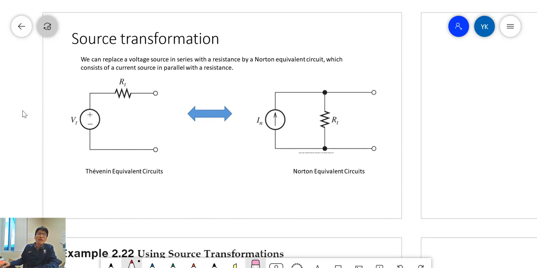Next one: source transformation. We learn about the Thevenin equivalent circuit and the Norton equivalent circuit. Those are equivalent to each other, which means that they can replace each other. So we can replace a voltage source in series with a resistance by the Norton equivalent circuit. So they are the same.